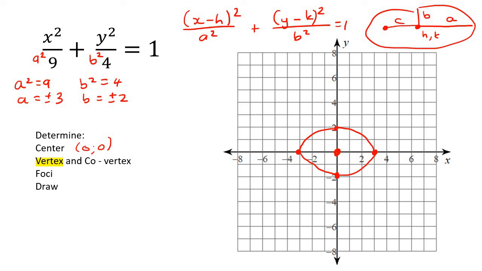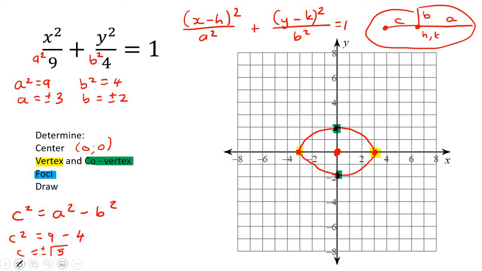Now, the vertex is always on the major axis, which is the longer one, so there. The co-vertex is on the shorter one, which is there. And then the foci is... oh, we didn't even put the foci. Oh, because we haven't even worked it out. Silly me. So c squared is equal to a squared minus b squared. So c squared is going to be equal to 9 take away 4. So c would eventually be the square root of 5, positive and negative. Now, square root 5 is approximately 2.2. So we're going to go 2.2 to the right of the center and 2.2 to the left of the center. Okay, so let's go get all of our coordinates.